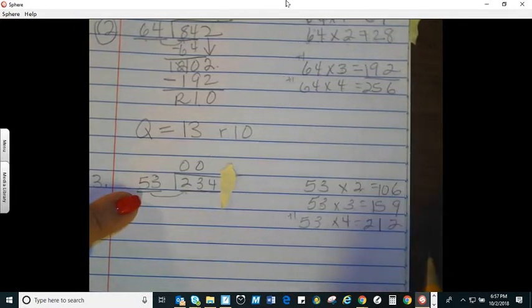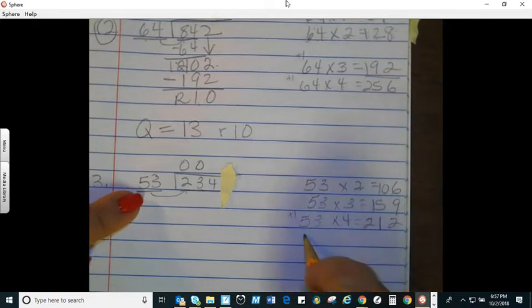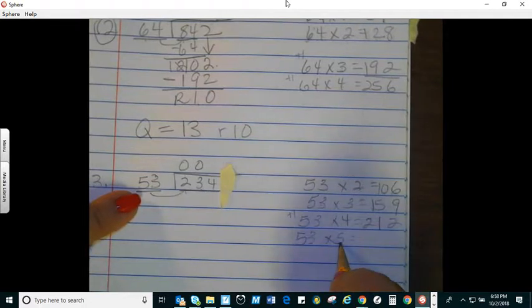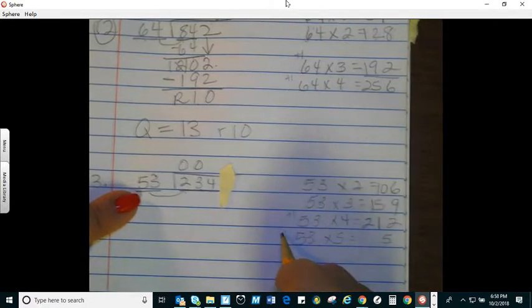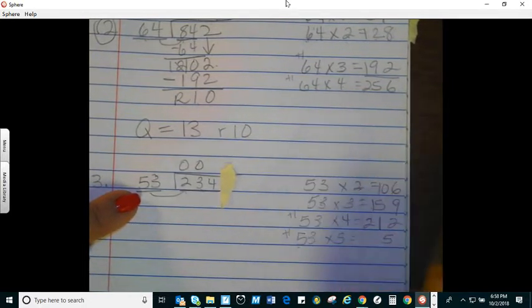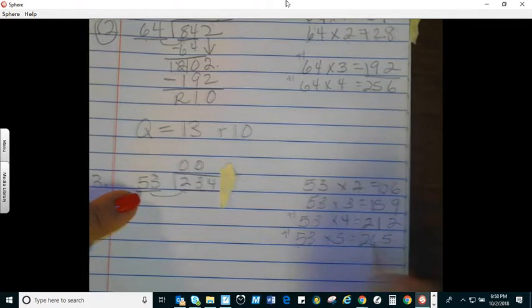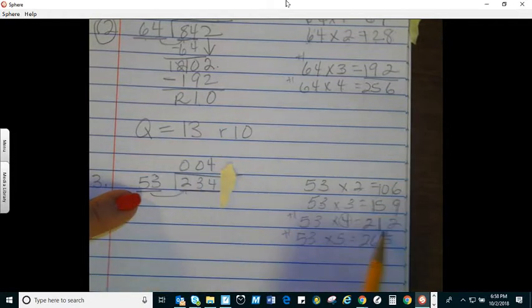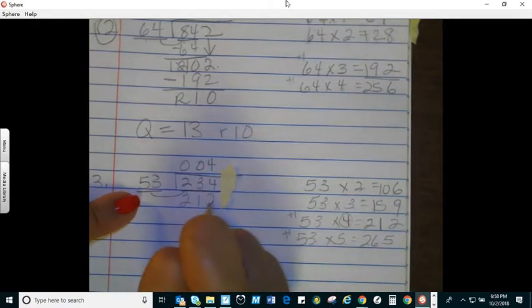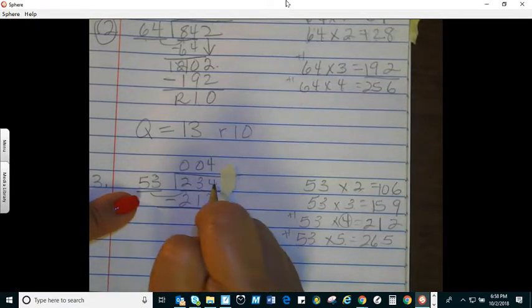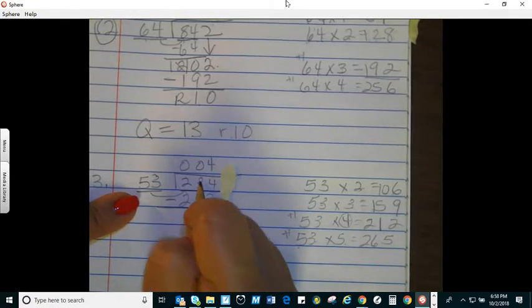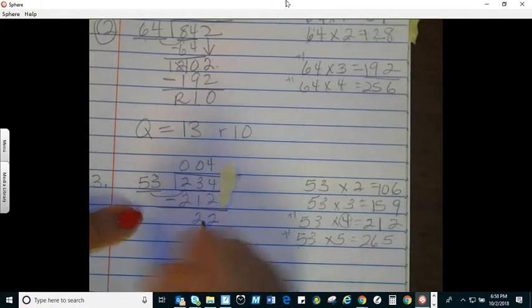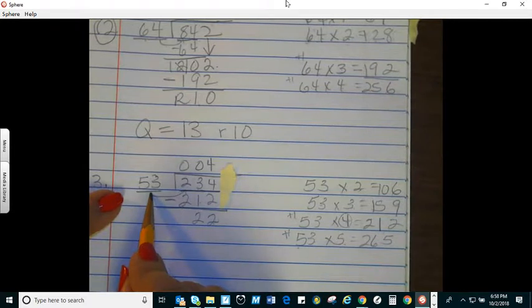I think that's going to do it right there, but let's just double check. 53 times 5. 5 times 3 is 15. Regroup my 1. 5 times 5 is 25 plus 1 is 26. Yep, that does it. So I have my 4 groups of 53 equal to 212. I need to subtract that out. 4 minus 2 is 2. 3 minus 1 is 2. 22 is still less than 53.